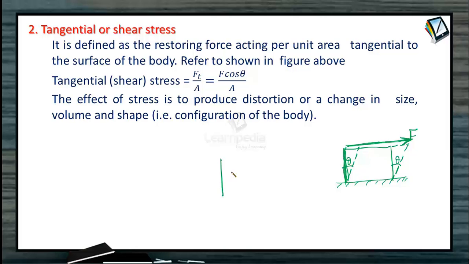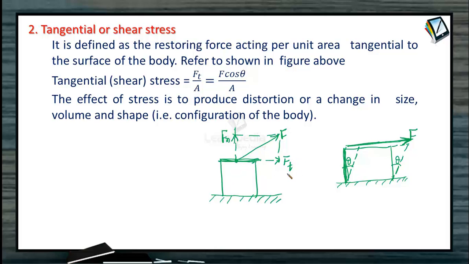For example, if we take the same thing but this time some force F is applied at a certain angle at this point, and the cube is fixed at the lower end, then we can find the two components of this applied force. One is the tangential component and the other one is the normal component of force. So the normal component of force divided by this area, it is what? Normal stress or the longitudinal stress that we learned in the previous slide.